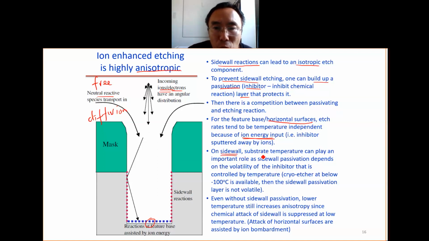But on the side wall, the surface temperature can play a very important role because side wall passivation depends on the volatility of the inhibitor, which is controlled by the temperature. For example, at a very low temperature, this layer can be silicon oxide fluoride. At minus 100 degrees, this will become the passivation layer. But at room temperature, this is very volatile. Even without side wall passivation, lower temperature still increases anisotropy because the chemical attack of the side wall is suppressed at low temperature.